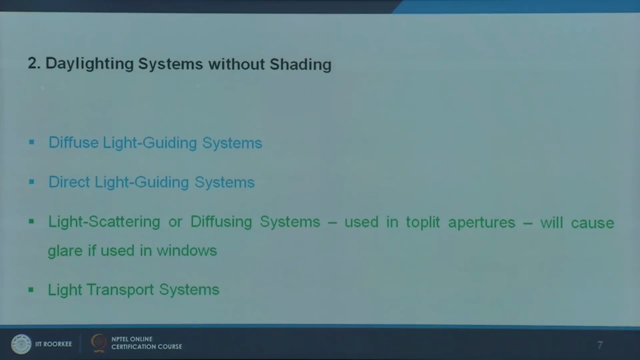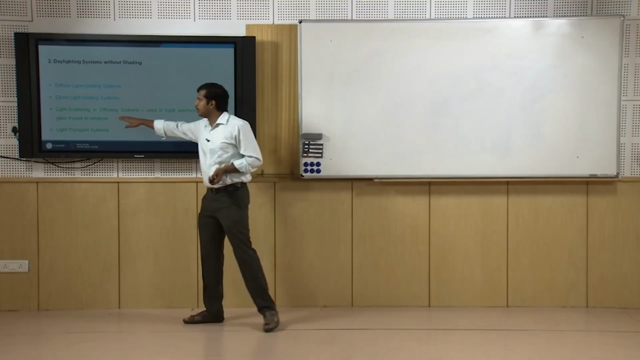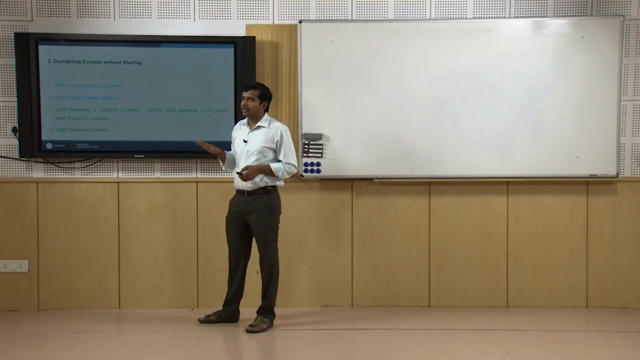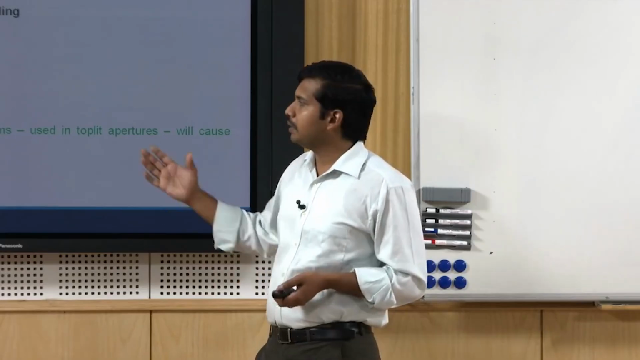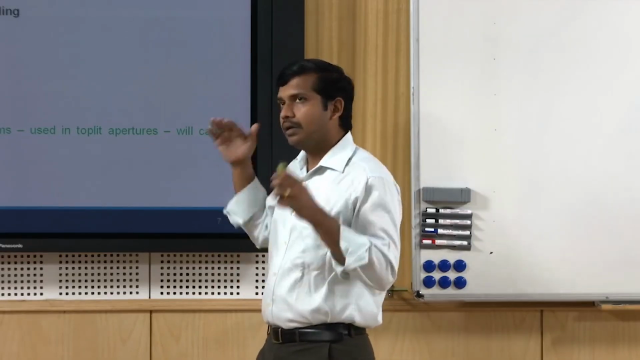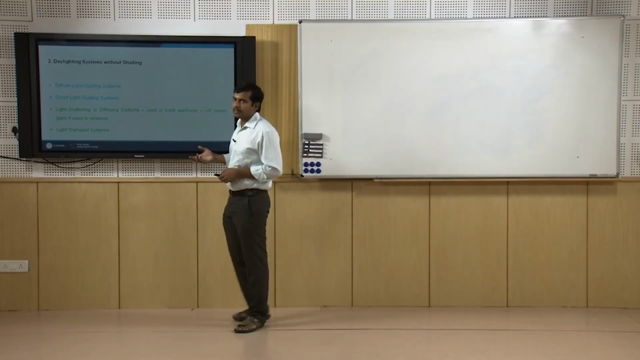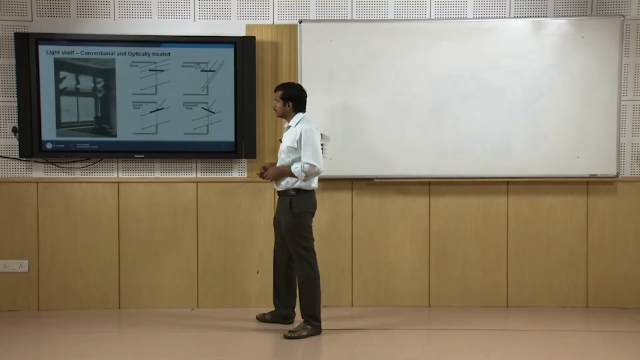Mainly they are used in top lit apertures. They are primarily light scattering systems. If you are trying to use them in windows, they will cause glare. Excess amount of diffuse light will be available. Primarily they are used in skylights or on the top clerestories. Then you have light transport system which we will take a closer look at.